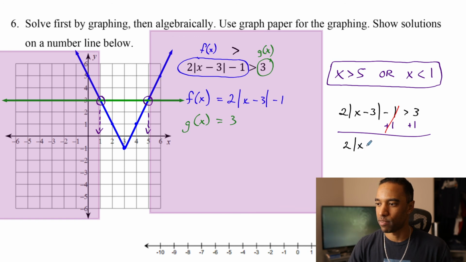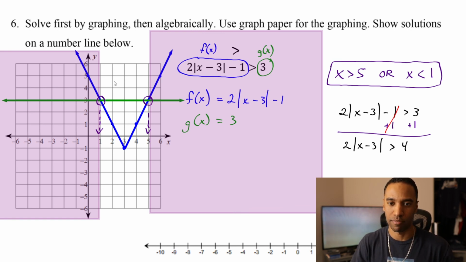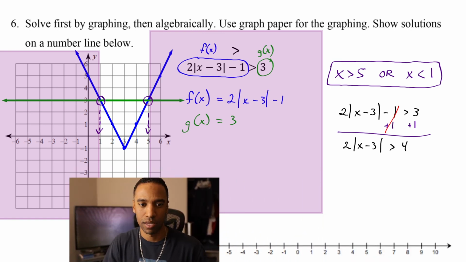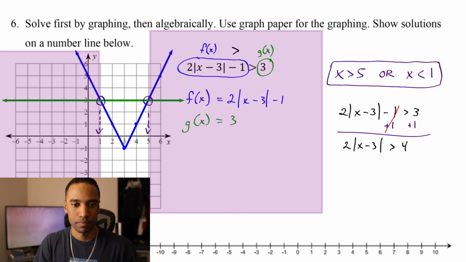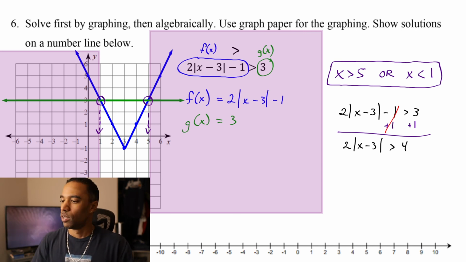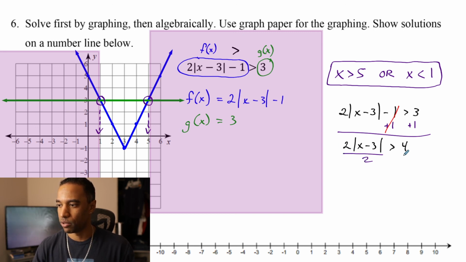2 times the absolute value of x minus 3 is greater than 4. 3 plus 1 is 4. Let's move me over anyway, because I know that we have to graph on this number line down here, ultimately. There we go. So this is where we divide both sides by 2 now, and then we have isolated our absolute value expression in this inequality, okay?